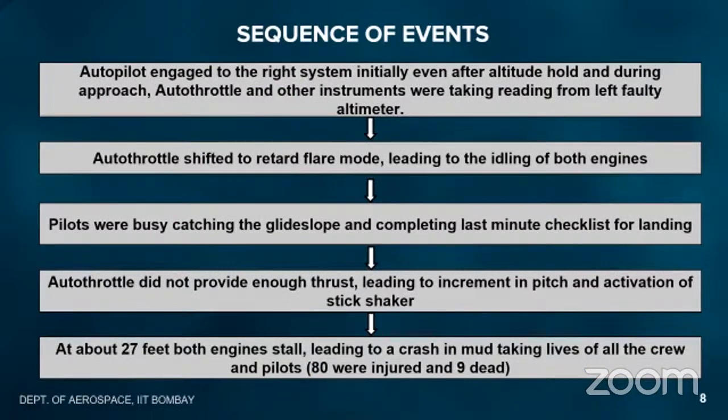Briefing about the sequence of events. During the arrival, due to a faulty left altimeter reading of -8 feet, one of the 2 on-board auto throttles shifted to retard flare mode, leading to idling of both engines. The plane crashed tail first into the ground soon after.